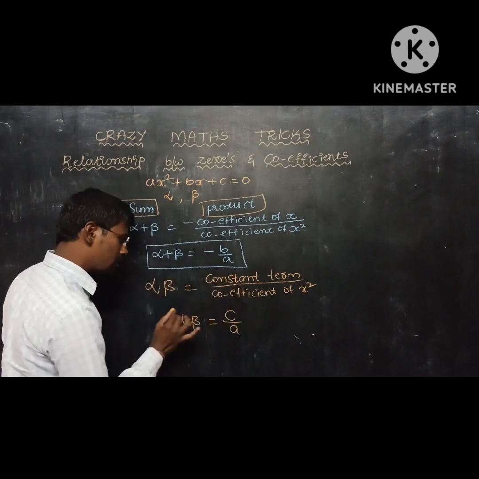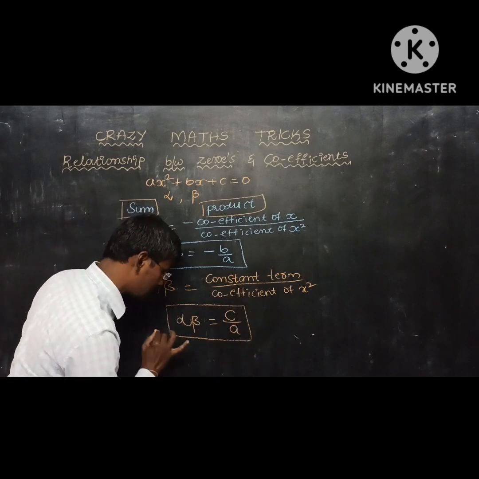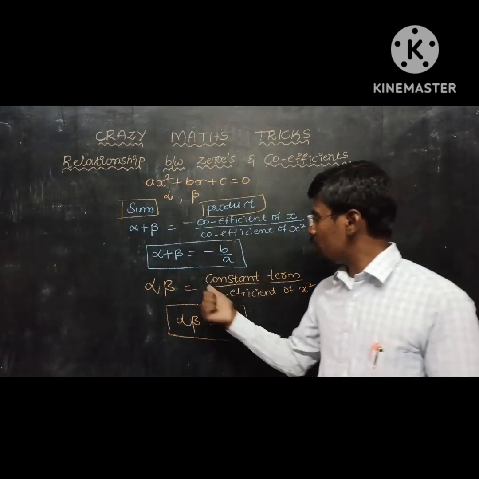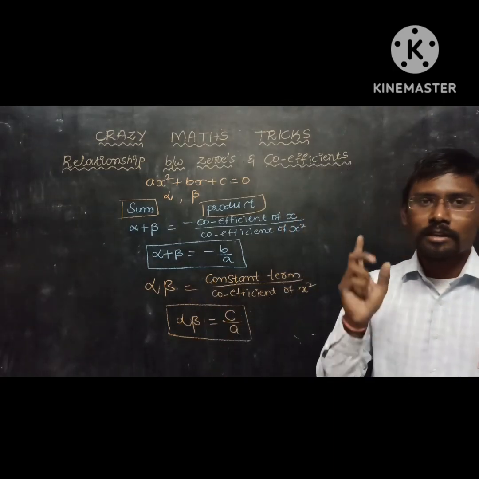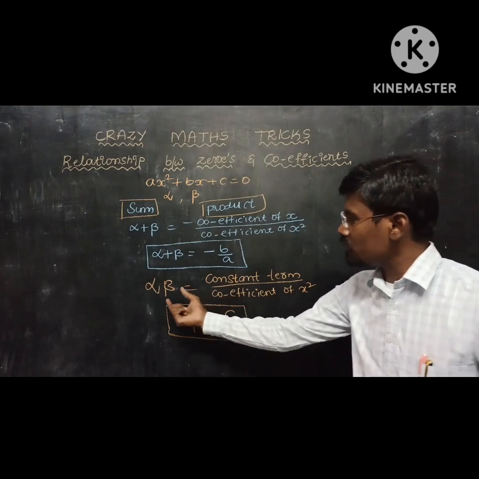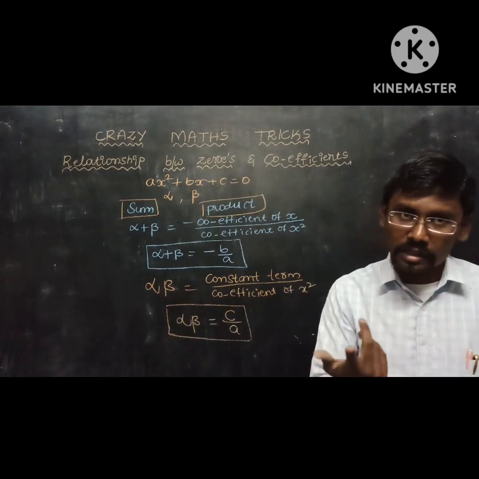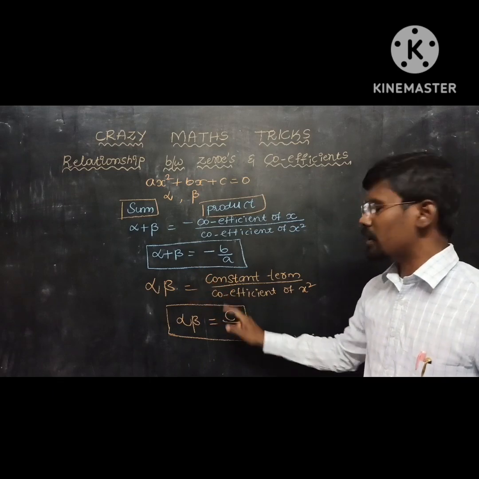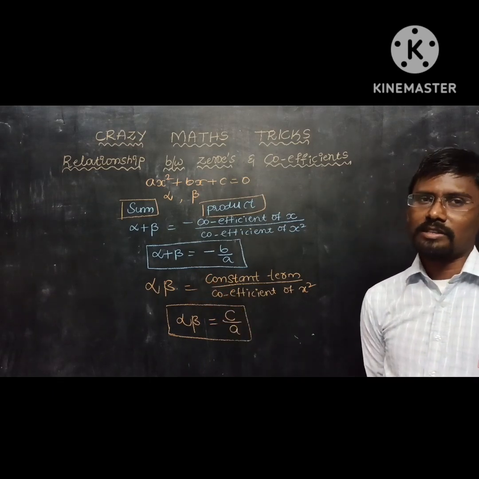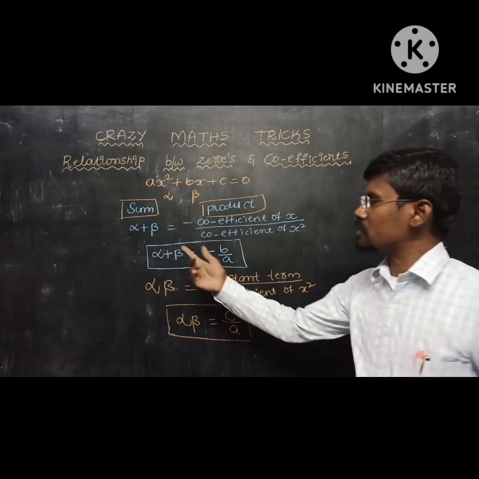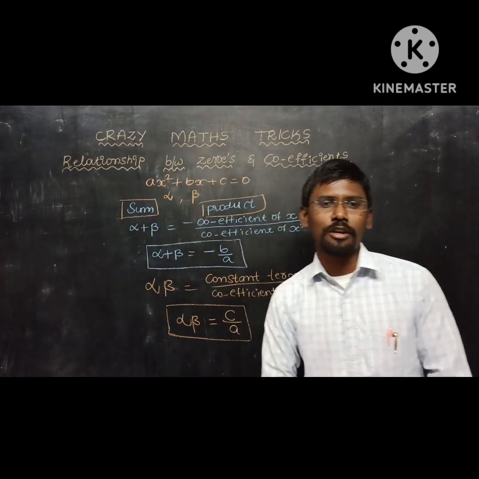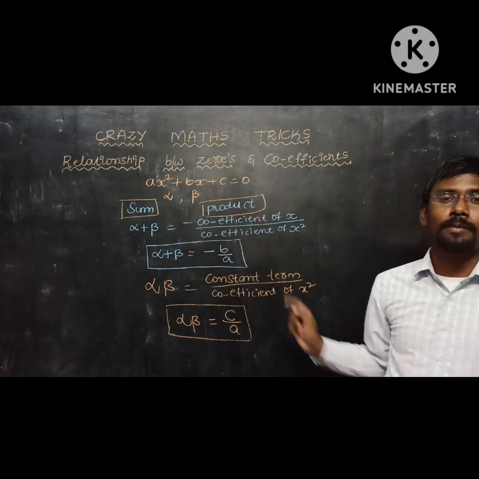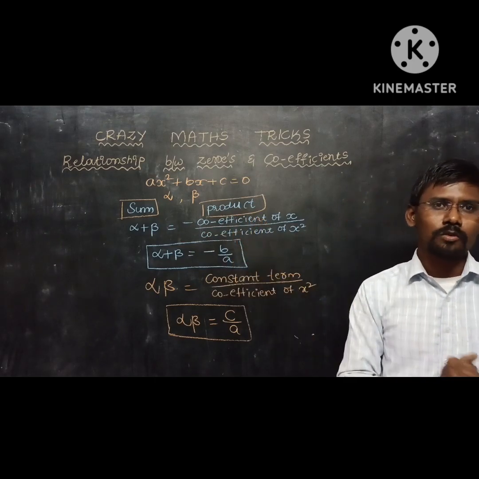They won't say the mathematical notation, but we need the mathematical notation. We have to learn the subject. So when the teacher asks what the product of the zeros relationship is, we have to say constant term by coefficient of x square. When the teacher asks what the sum of the zeros relationship is, we have to say minus coefficient of x by coefficient of x square.